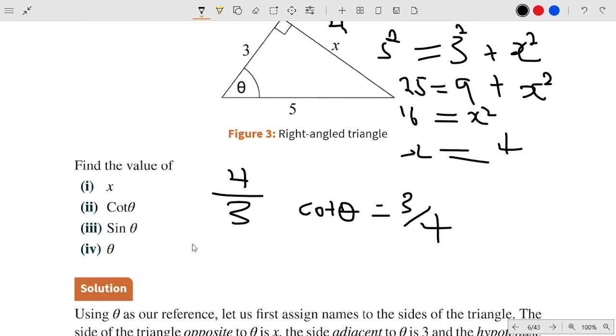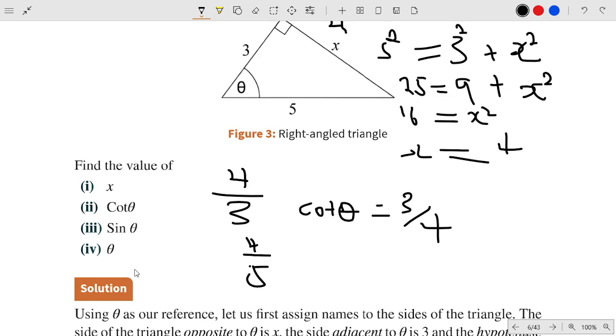Okay. Sine is opposite on hypotenuse. Opposite, which is 4, on hypotenuse, which is 5. So we have 4 on 5.